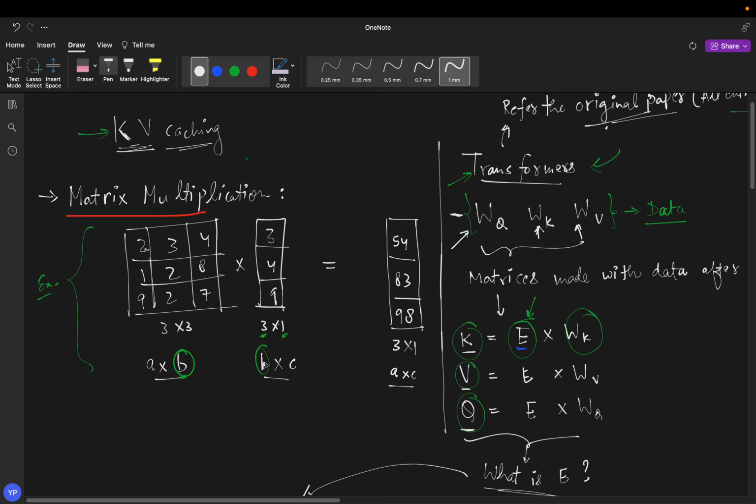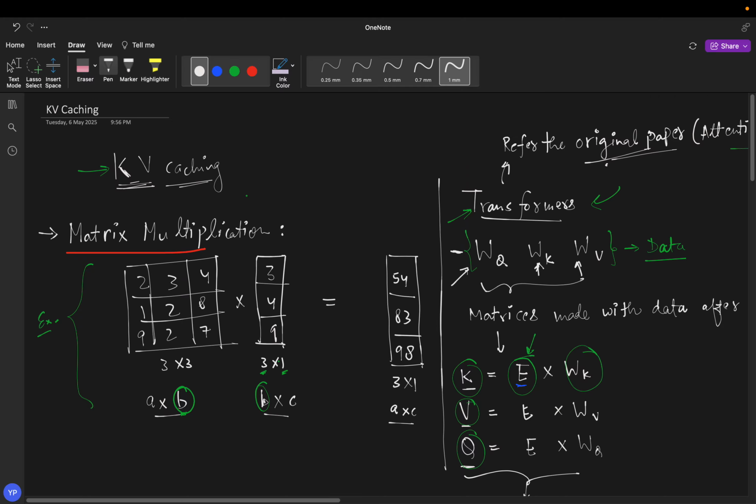Right, so let's start. We know that LLM text generation in general is nothing but a bunch of matrix multiplications happening in parallel on the GPUs. So let's first talk about the basics of matrix multiplication. This is nothing but a bunch of numbers. This is a 3x3 matrix and this is a 3x1 matrix.